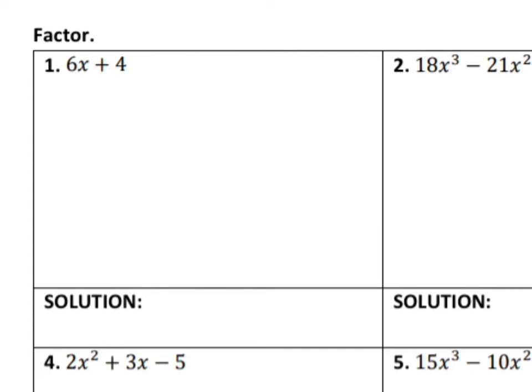Right, number 1 asks us to factor. So the first rule of factoring is to find a GCF. I'm going to look at my smallest number, and 4 can't go into 6, but multiples of 4 can. I know that 2 can evenly divide into both of those numbers, so that's the biggest number that can evenly divide. Then I'm going to divide both of those terms by 2 and put the answer inside of the parentheses.